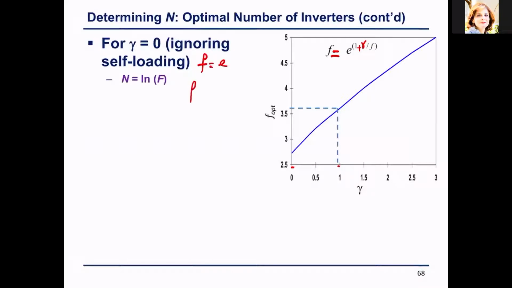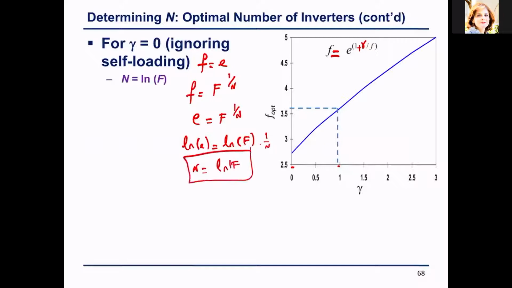Now what I know is that f is equal to F to the power 1 over n, صح? But little f is E, so E is equal to F to the power 1 over n. I take ln from both sides. اوكي وهيدي بتطلع ال E حتكون ضرب 1 over n. So حتصير ال n ln E، اللي هي n ضرب 1، is equal to ln of big F. So if gamma equals 0, automatically I can figure out that n is equal to ln F.